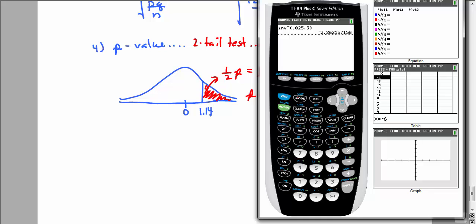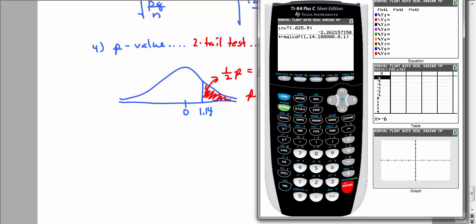Okay, so I got my calculator going again. So we go second DISTR. We're going to go to normal CDF. Now my lower is 1.14 here. My upper is some very large positive value that goes toward infinity, so maybe 100,000 or 99,000. My mean is 0 and my standard deviation is 1.